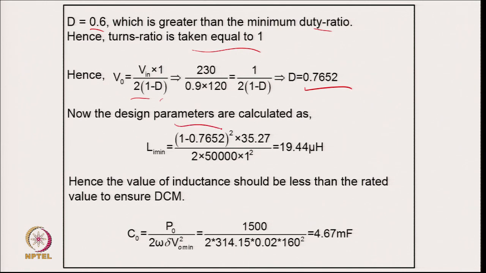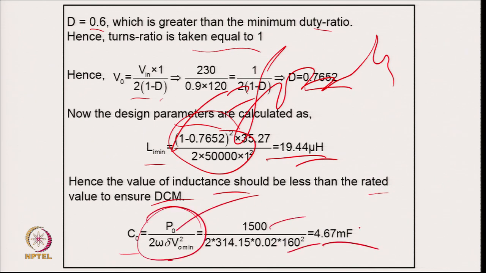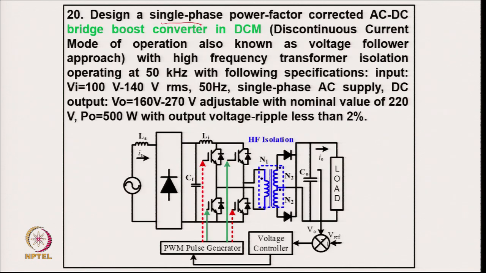0.7652, and for the design parameter, the minimum inductance calculation from this comes 19.44 microhenry, hence the value of inductance will be less than this to ensure DCM. And the output capacitor for second harmonic ripple, putting the value, comes 4.67 millifarad.